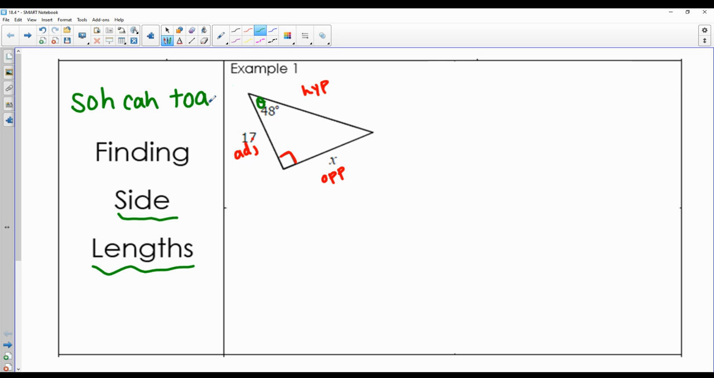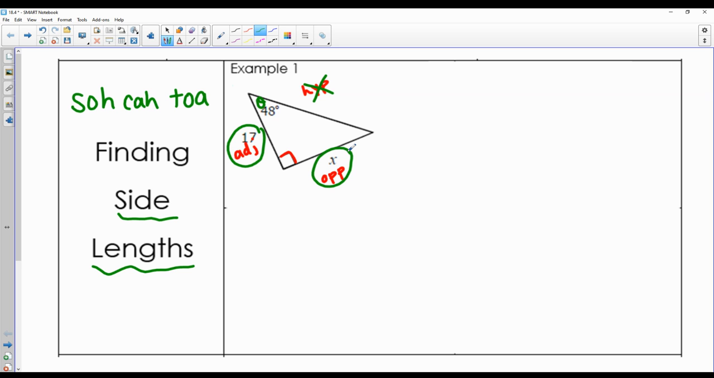What this is going to help us with, notice that they don't really tell us anything about the hypotenuse. They didn't give us the length. They're not asking us to find it. All they want us to do is find this opposite side. So that's really just kind of there because there's three sides of a triangle. What you're really interested in is this adjacent side that they gave you and the opposite side that you're trying to find.